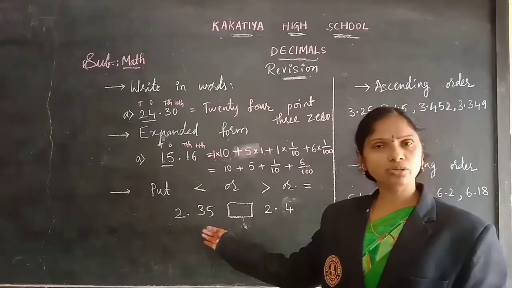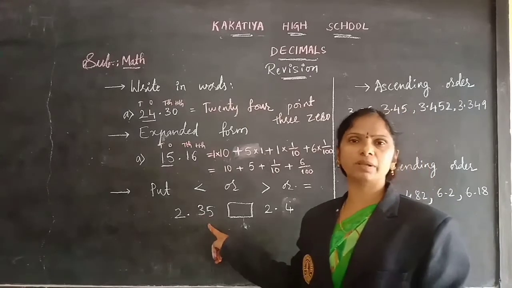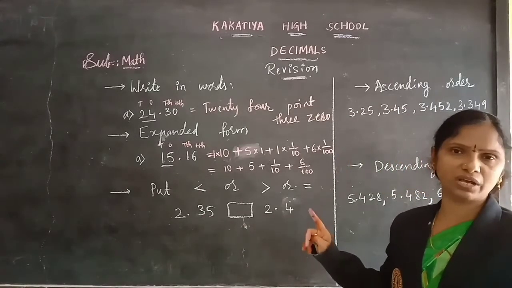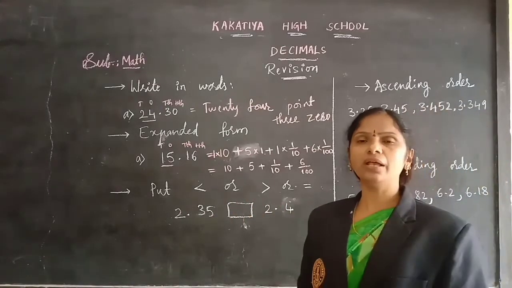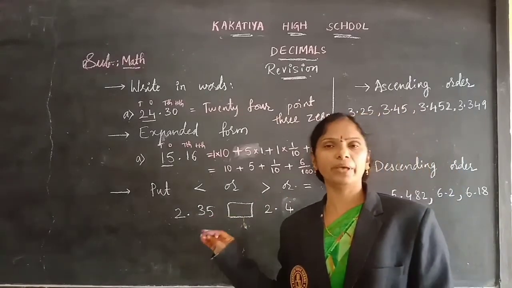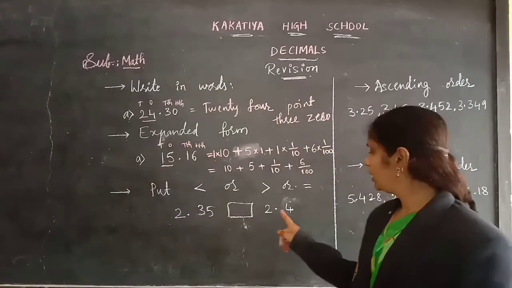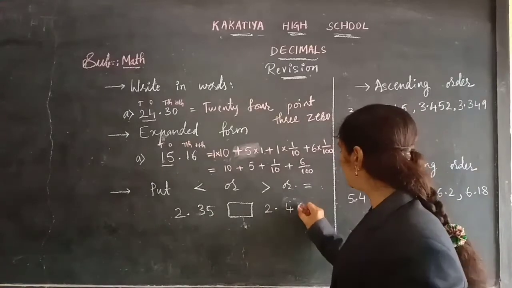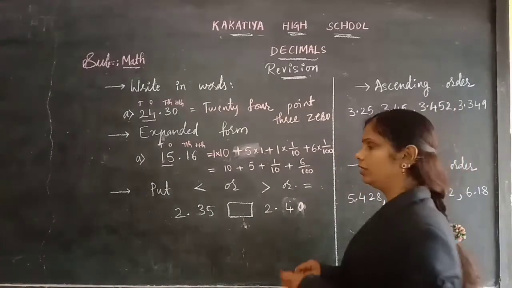But coming to this problem, 2.35, 2 digits we have after the decimal point. And coming to here 2.4, only 1 digit we have. This means these two given numbers are unlike decimals. So first you convert them into like decimals before comparing the two. So 2.35 has 2 digits, here only 1 digit we have. To change into like decimals I can put a 0 here.